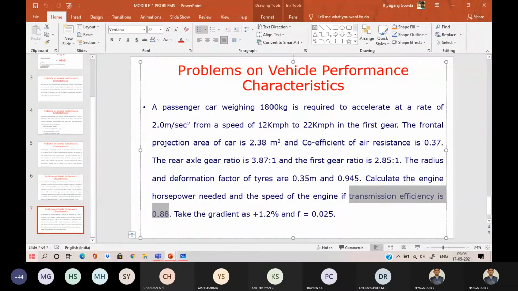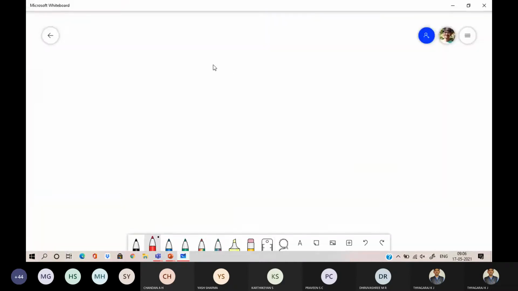Done. Okay. Now we will move to the solution part. Now tell me, what is the mass of the vehicle they are given? M is equal to 1800 kg. Then what are all the data they are given? So they are given the A value. Acceleration is 2 meter per second square. Yes or no? Yes, they are given.